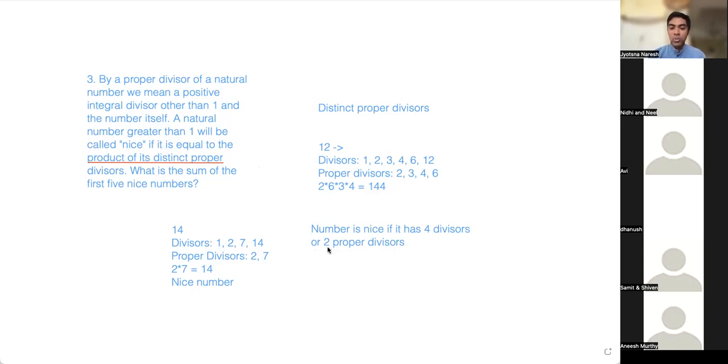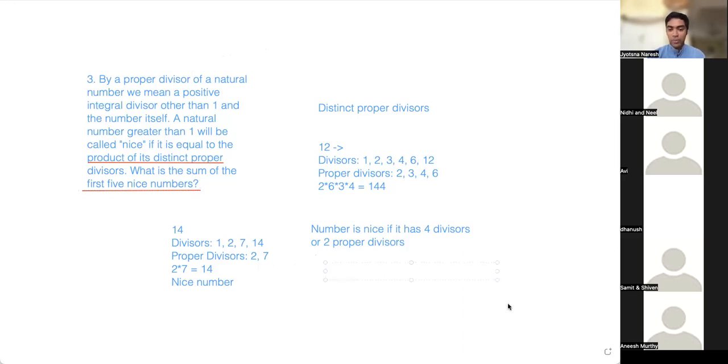So if a number has 2 proper divisors, like the example up here, 2 and 7, multiplying them gives you 14. 14 itself has 4 divisors and 2 proper divisors. So effectively this question is asking us, what is the sum of the first 5 numbers with 4 divisors?